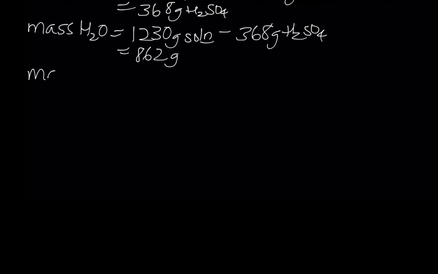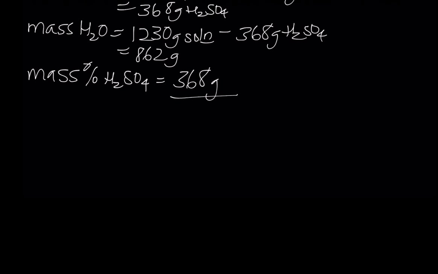So to calculate the mass percent of H2SO4, we'll take the mass of H2SO4, which was 368 grams, and we'll divide it by the overall mass of the solution, which was 1230 grams. And we'll multiply that by 100. And that will give us 29.9%.